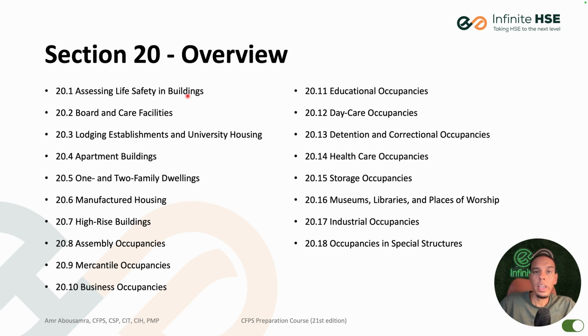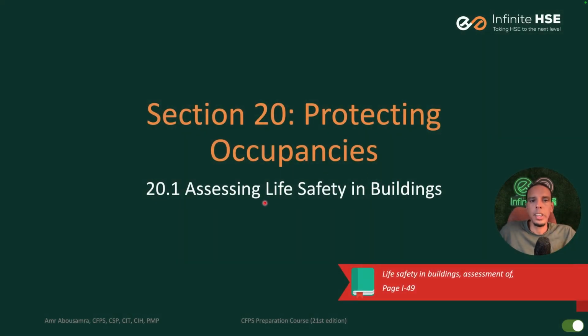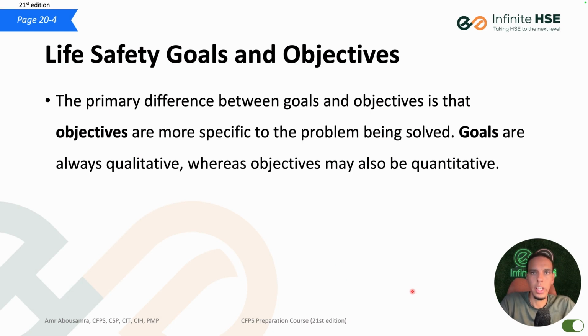Then we will highlight the most important information in each of these chapters, because there is nothing to understand, just to memorize the information or know the location of the information in these chapters, but we will highlight the most important points in each of these chapters. Chapter 1, assessing life safety in buildings, under the keyword life safety in buildings, assessment of, on page 49 in the index. First thing, there is an important differentiation between goals and objectives.